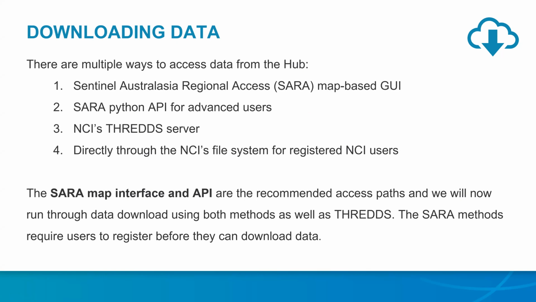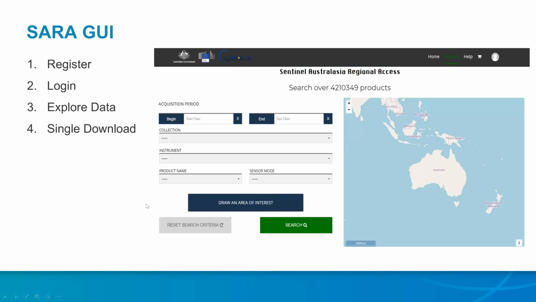So the SARA map interface and the API are the recommended access paths, and we'll now run through an example of downloading data with both methods, as well as using the THREDDS server. So an overview of the process using the SARA GUI is first to register, then you log in, explore the data, and you can download a single image at a time.